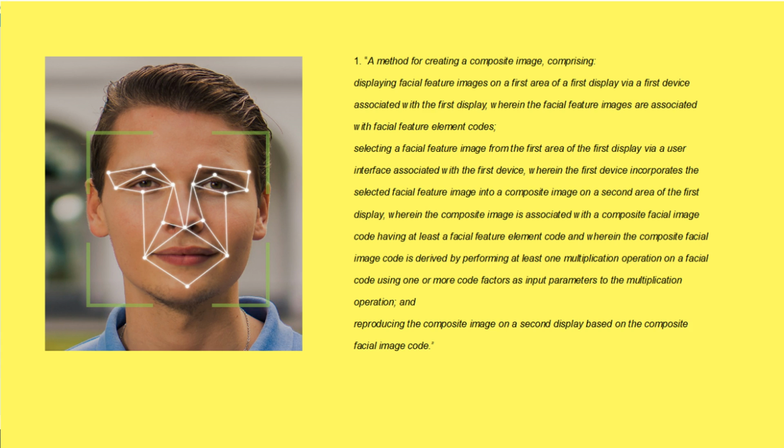a second area of the first display, wherein the composite image is associated with a composite facial image code having at least a facial feature element code, and wherein the composite facial image code is derived by performing at least one multiplication operation on a facial code using one or more factors as input parameters to the multiplication operation, and reproducing the composite image on a second display based on the composite facial image code.